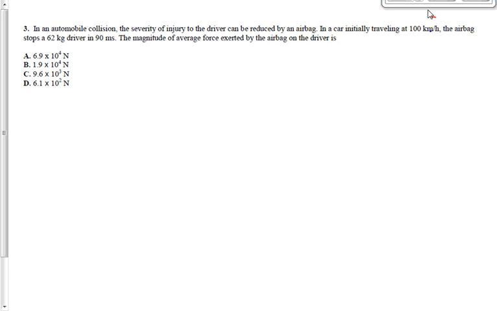I got kilometers per hour. I definitely want to be in meters per second here. Was there anything else, Ilma? Yeah, the milliseconds, both of those. Now we can start thinking about what's going on in this question here.